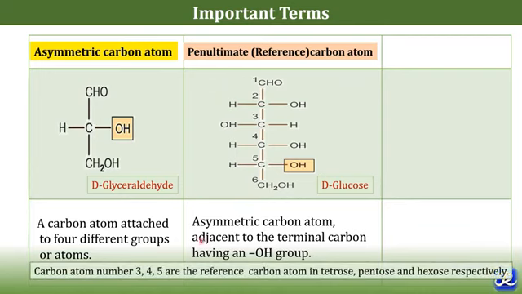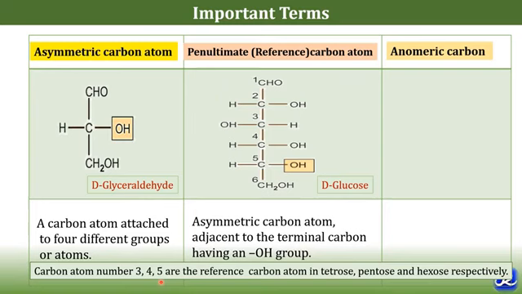Now in tetroses, there are 4 carbon atoms present. So in case of tetroses, the third carbon is a reference carbon atom. In pentoses, the fourth one is the reference carbon atom, and in hexoses, for example, in case of glucose, the fifth one is the reference carbon atom.